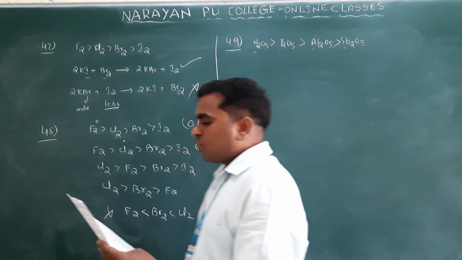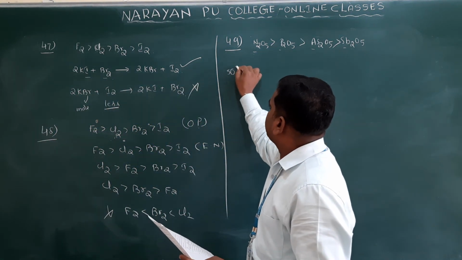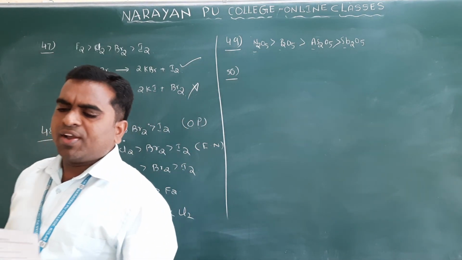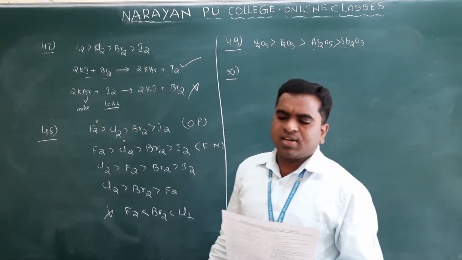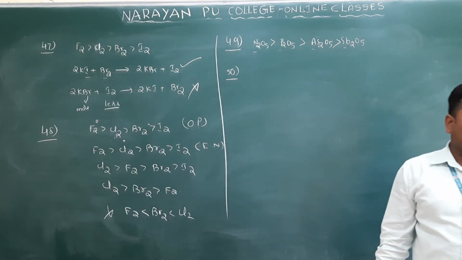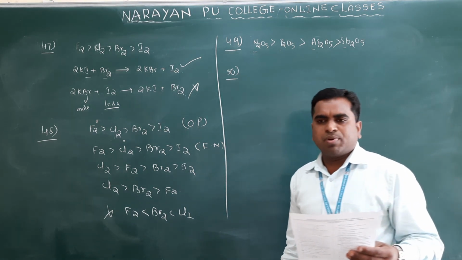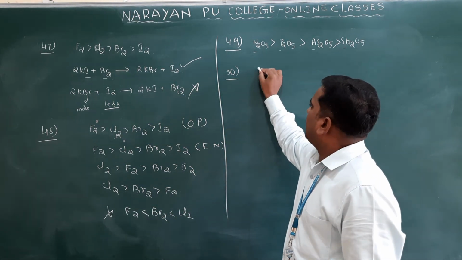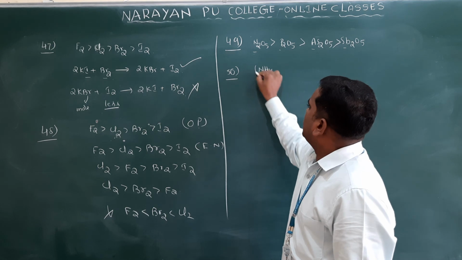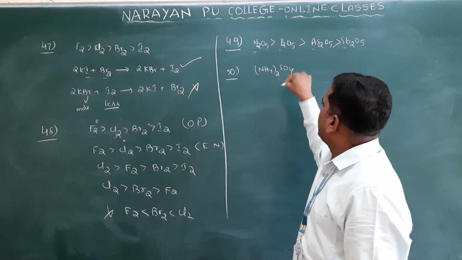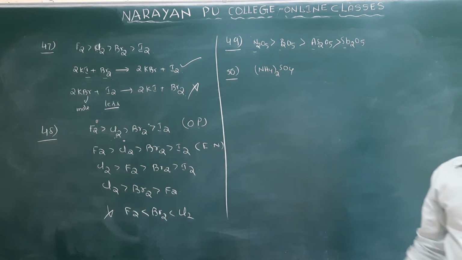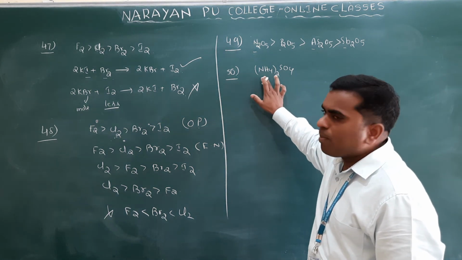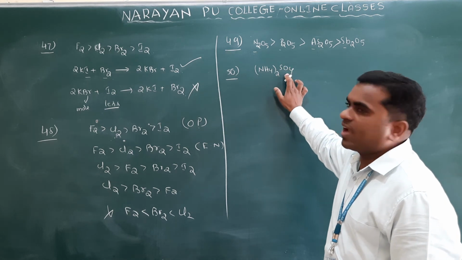Next one, question number 50. Repeated use of which of the following fertilizers would increase the acidity of the soil? The answer I am saying is ammonium sulfate. Why? Because it is a salt, a salt formed from the combination of a weak base and a strong acid.